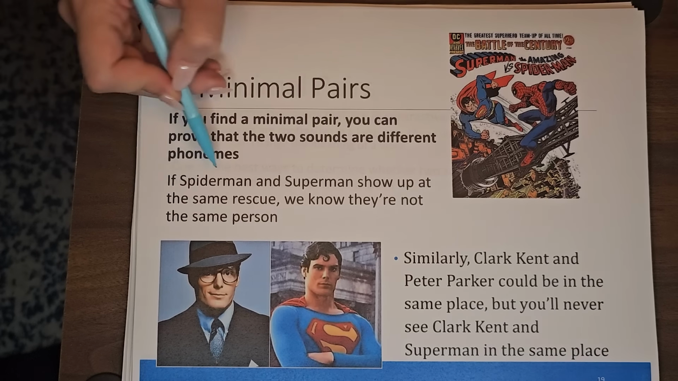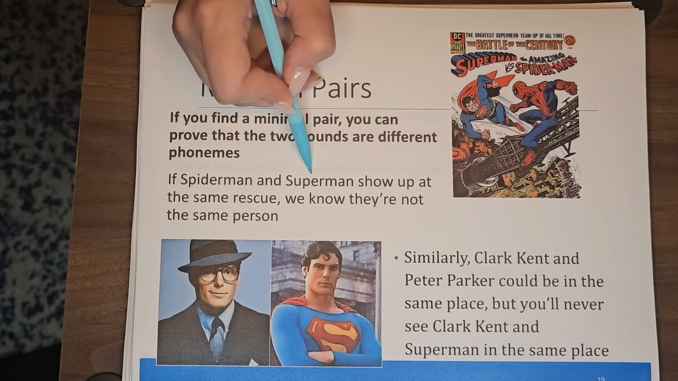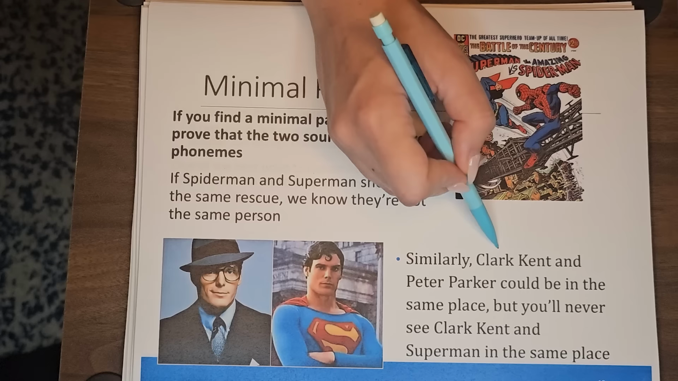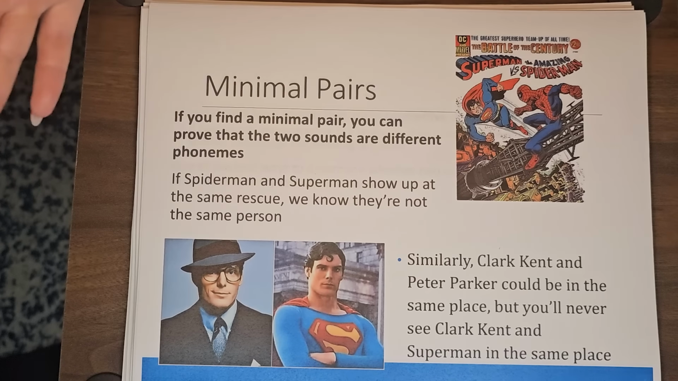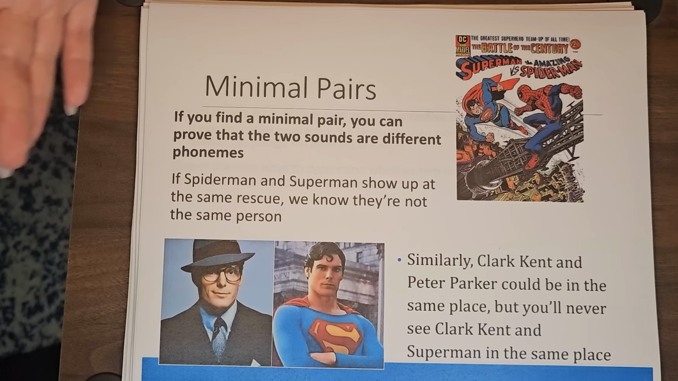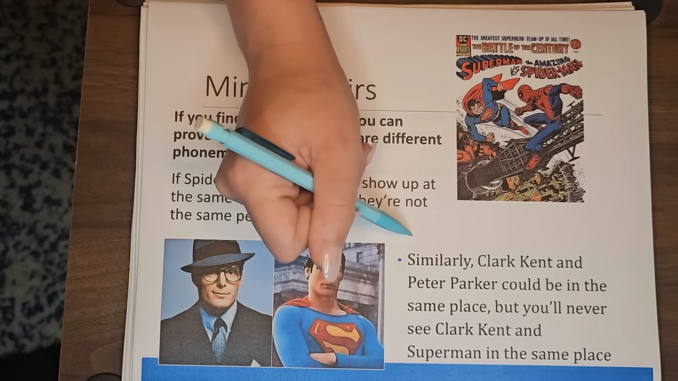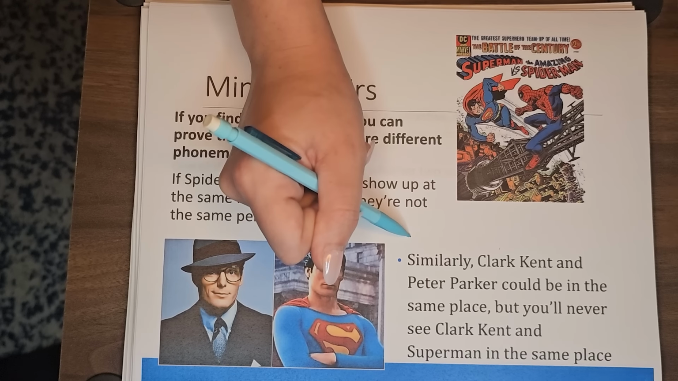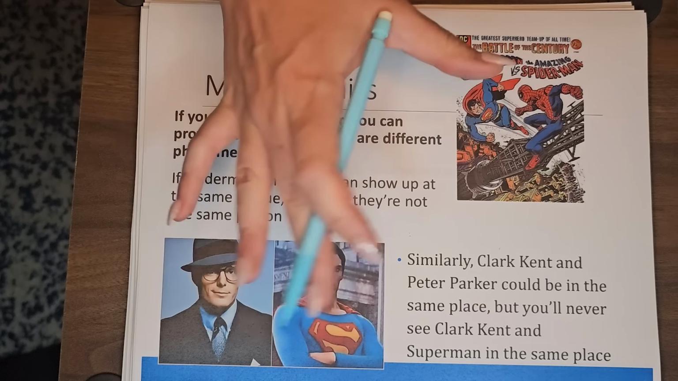So if Spider-Man and Superman show up in the same place, we know that they are different people. However, if Clark Kent and Superman show up in the same place, that just wouldn't happen because we know that they are the same person. So two allophones of the same phoneme will not show up in the same place, with a few exceptions.